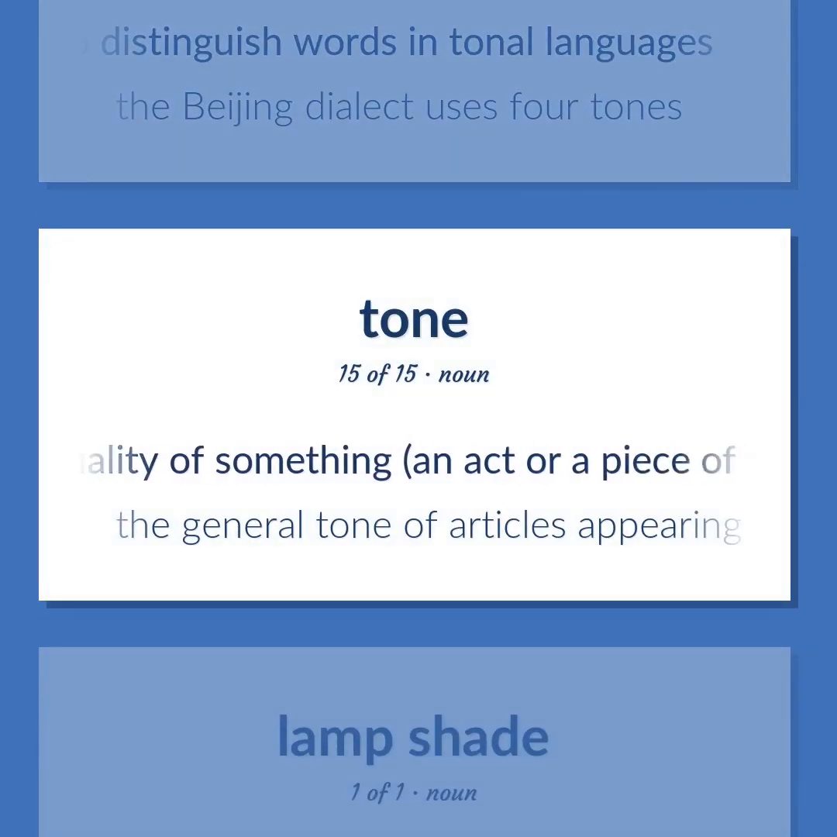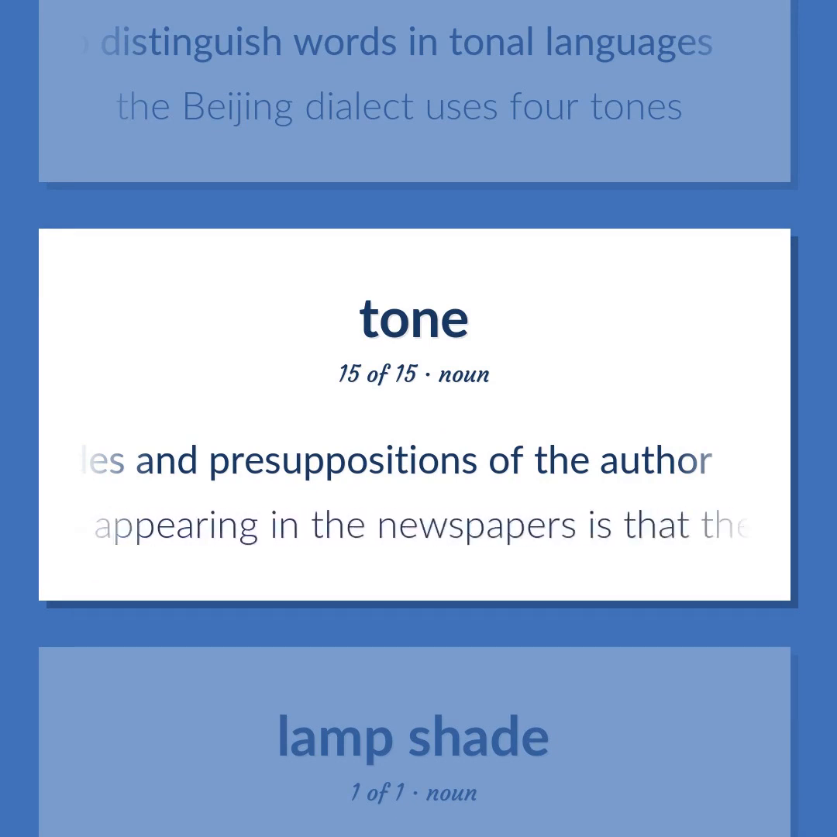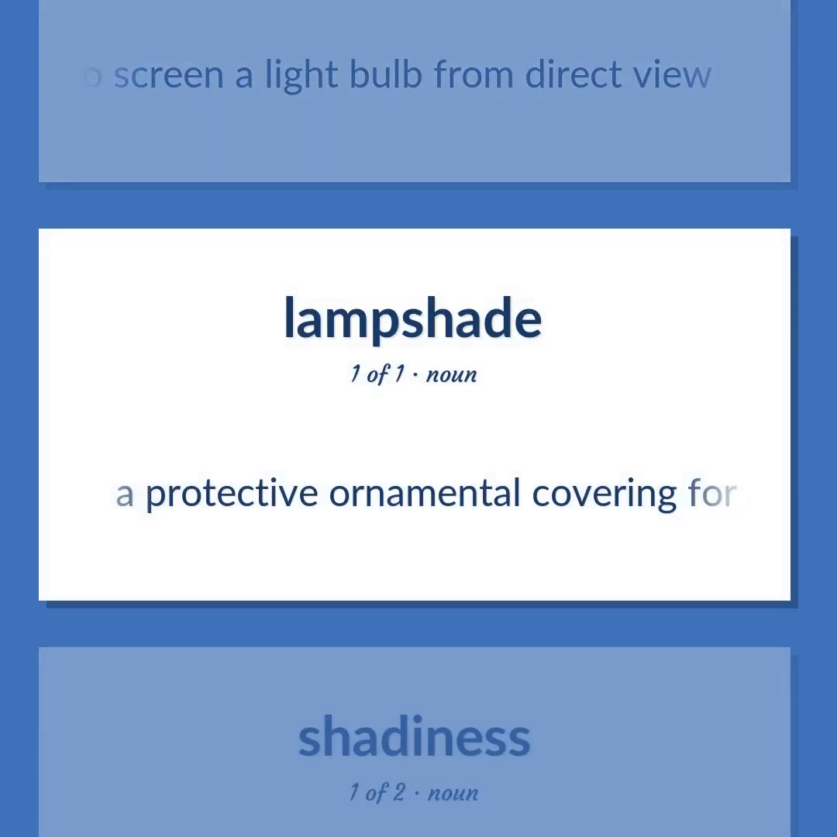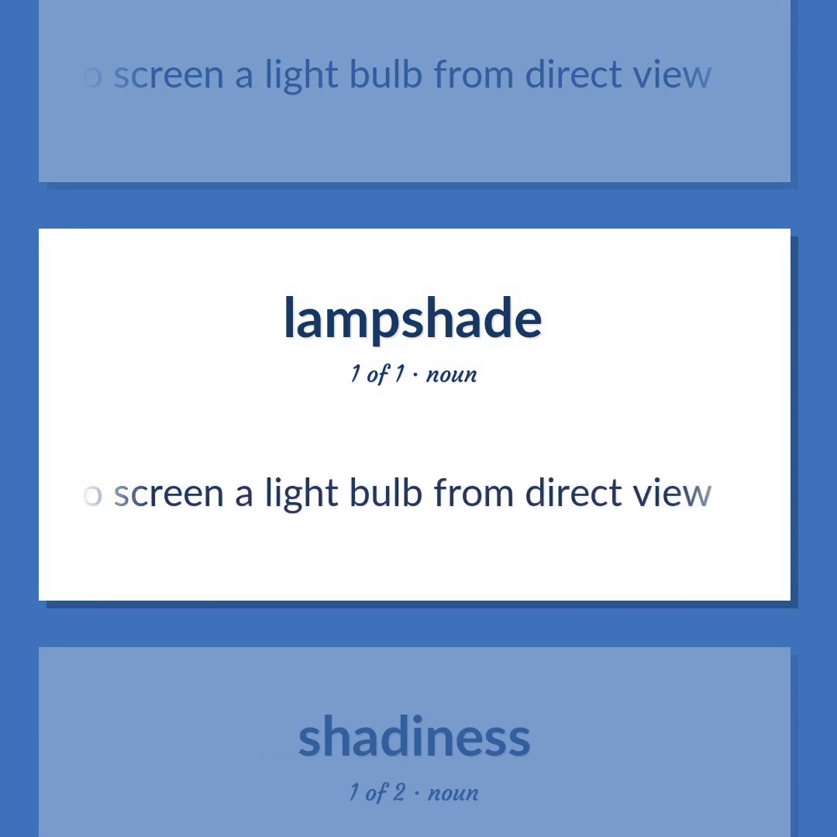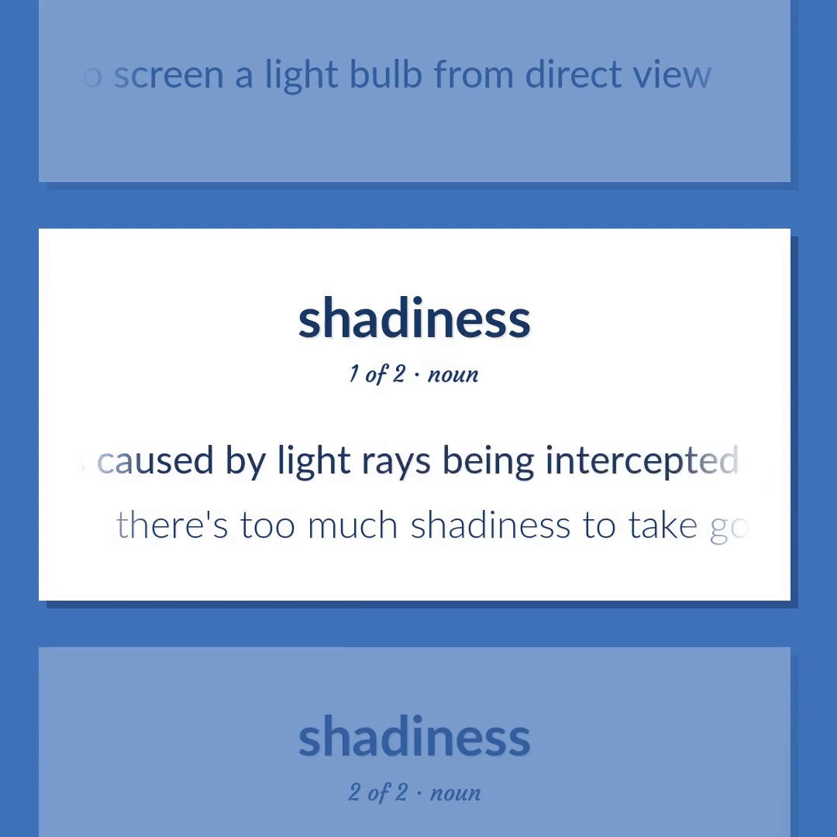The quality of something, an act or a piece of writing, that reveals the attitudes and presuppositions of the author. The general tone of articles appearing in the newspapers is that the government should withdraw. A protective ornamental covering for a lamp, used to screen a light bulb from direct view. Relative darkness caused by light rays being intercepted by an opaque body.